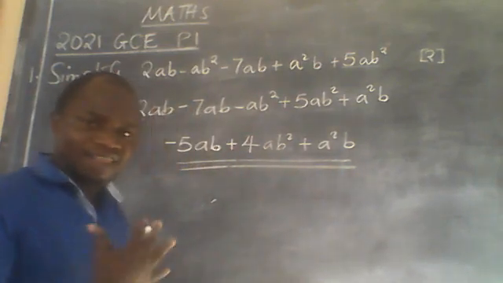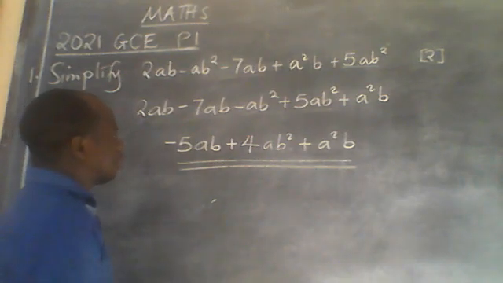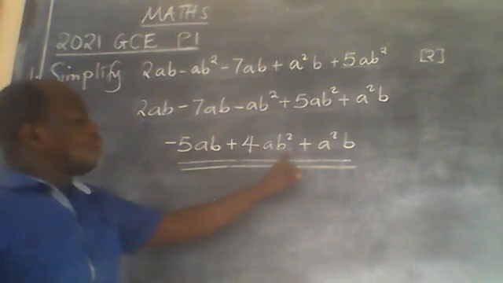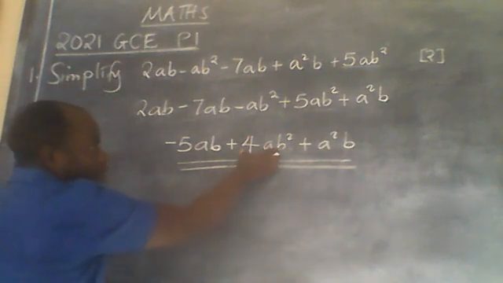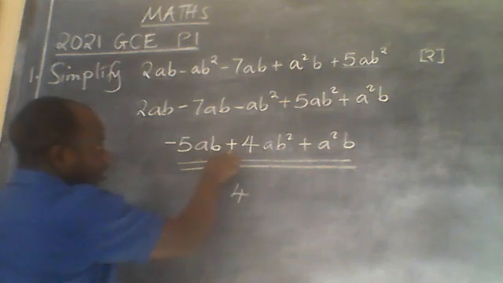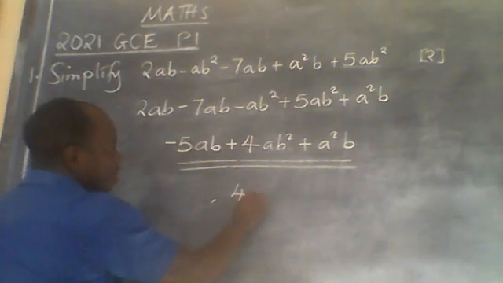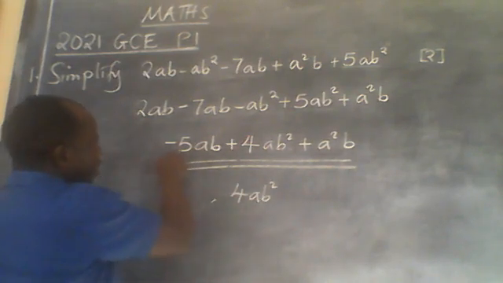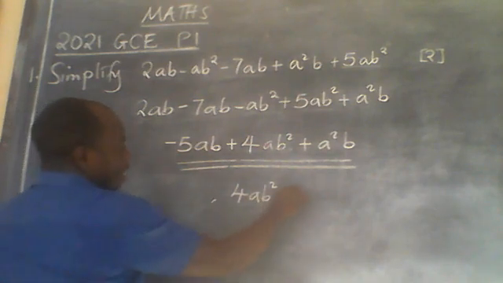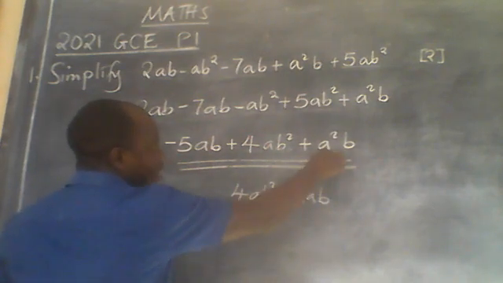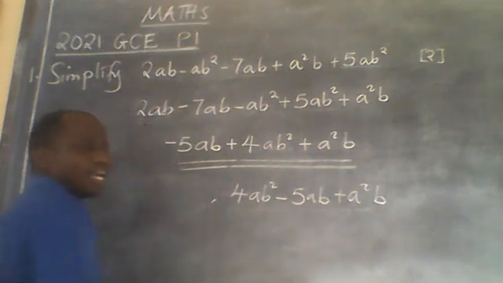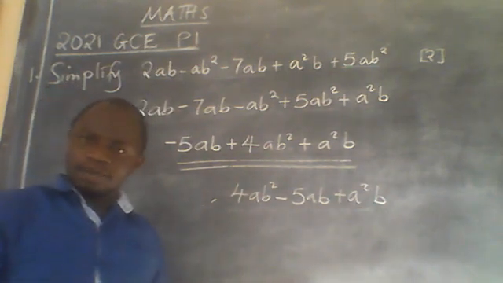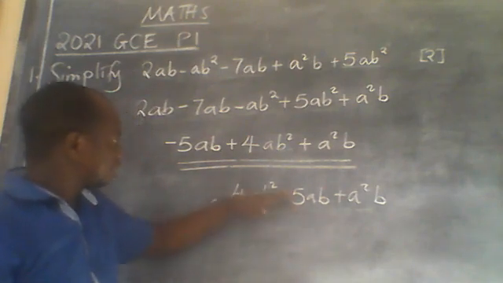Now, another thing that you need to know here is that this is not the only way you can write this answer. There's no problem even if you start with this. Someone will be able to write 4, because it is positive here. I can say 4ab squared, then I can write this one minus 5ab, then this one plus a squared b. Even if you write it like this, same answer, same number of marks. This is the same as this.